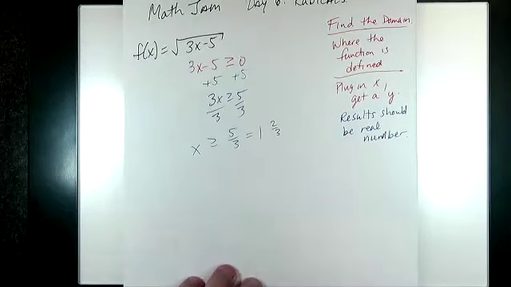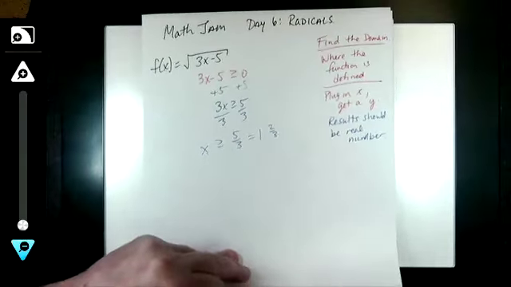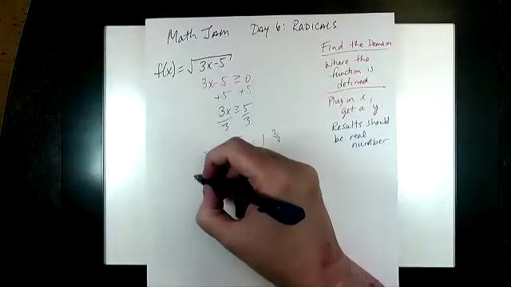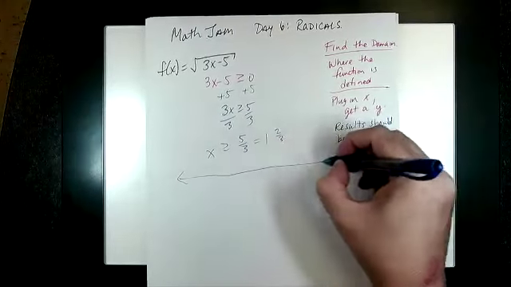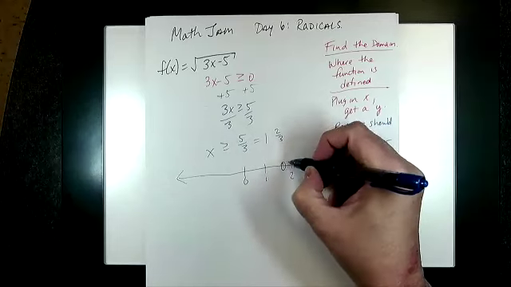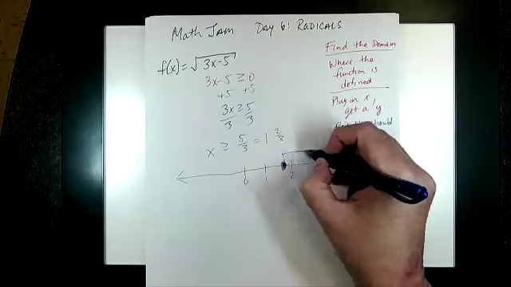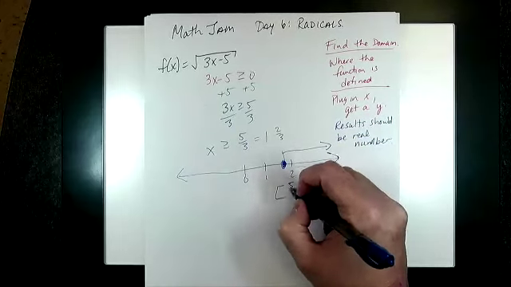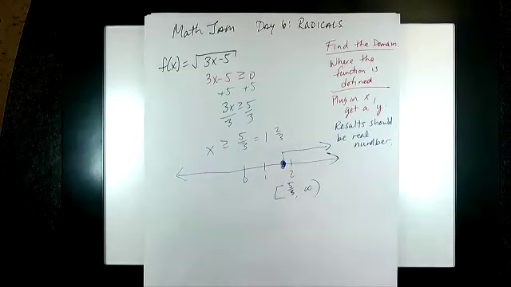I zoomed in, and that's going to make it so I never know when I'm on the screen. Let's do that. So our domain, if you did a number line, we're here. We can fill it in, and we're going that way. 5/3 to infinity, including 5/3, but not infinity.